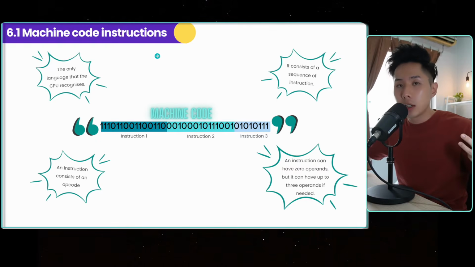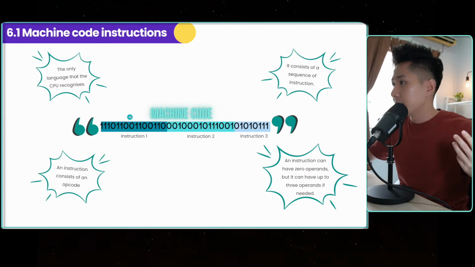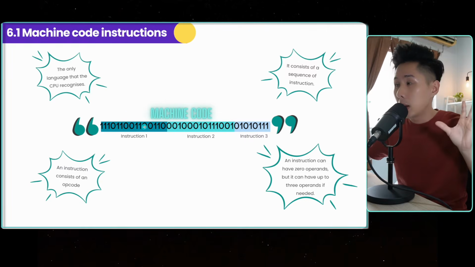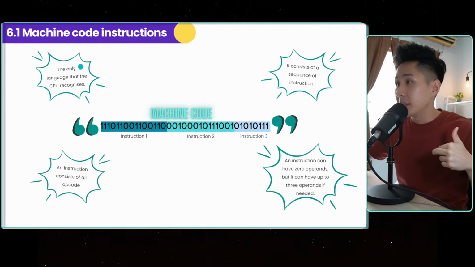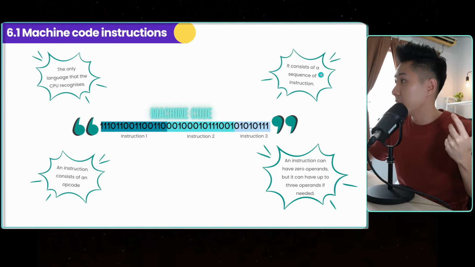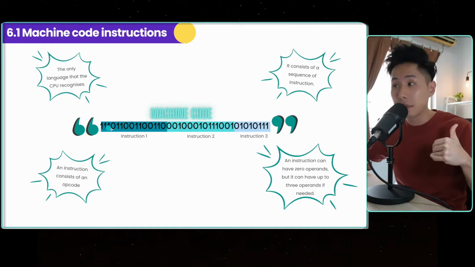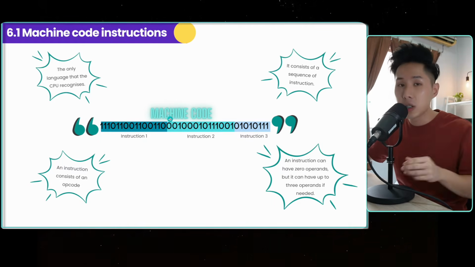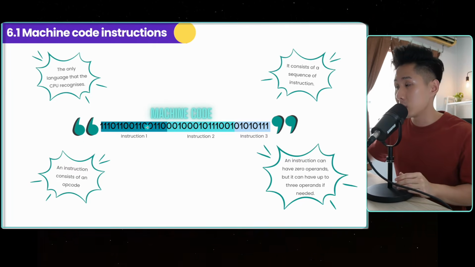So what is machine code? If you look into this diagram here, machine code is essentially binary, 0 and 1, and it is the only language that the CPU recognizes, and it consists of a sequence of instructions. For example, I've color-coded this 1 and 0 here to represent how machine code can be used to represent instruction 1, instruction 2, and instruction 3.